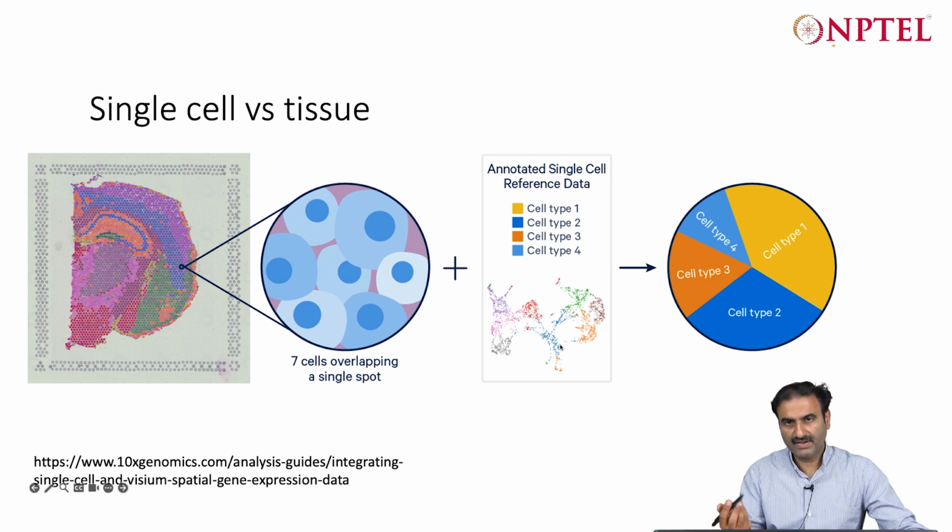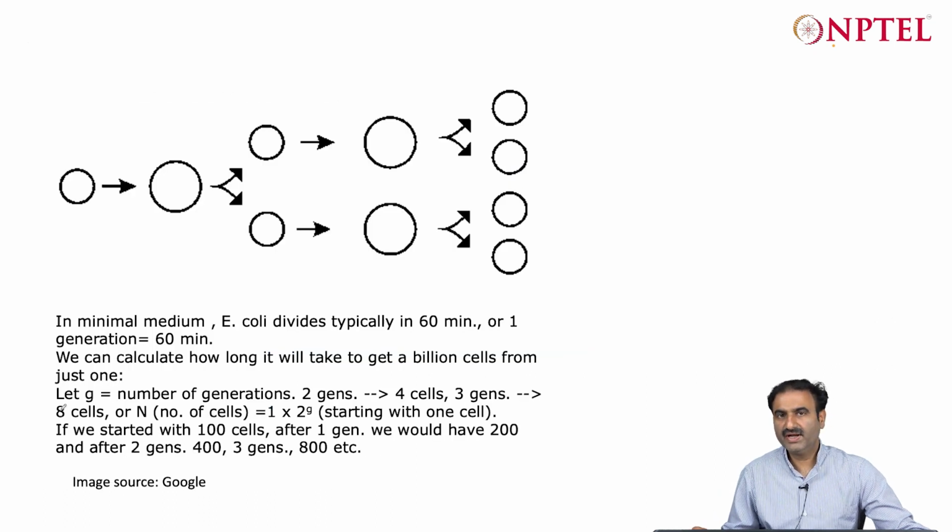Similarly, you can segregate a tissue into multiple cell types, like you can see here. In this picture you can see that cells taken from a tissue have been segregated into multiple cell types, right? Similarly, in the case of bacteria, a bacterium is dividing. So one bacterium forms two, forms four, and like that.